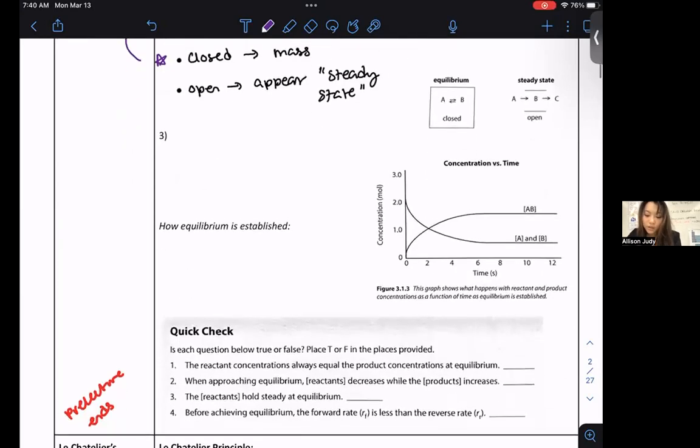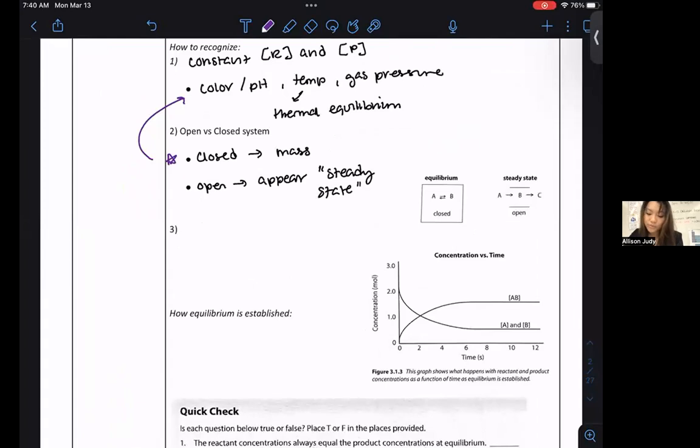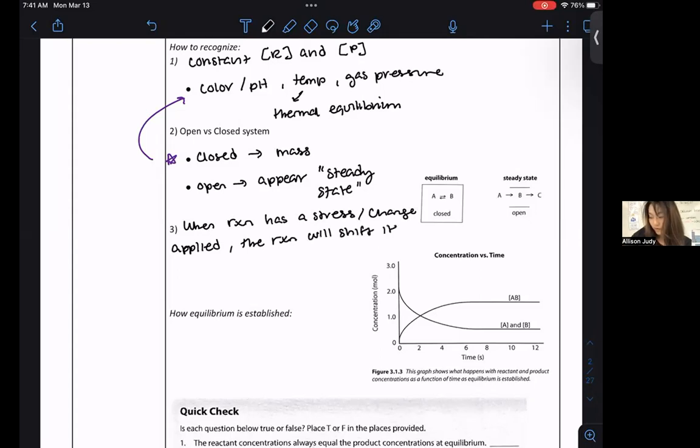All right. So a third thing to consider when trying to recognize if a reaction has obtained chemical equilibrium is that when a reaction has a stress or change applied, like added concentration, or a change in external pressure, which causes the system's pressure to change, what we see is the reaction will shift its equilibrium position in a way that restores equilibrium.